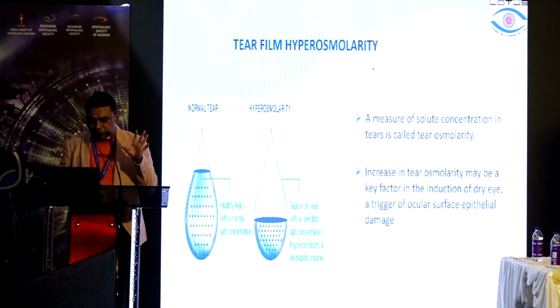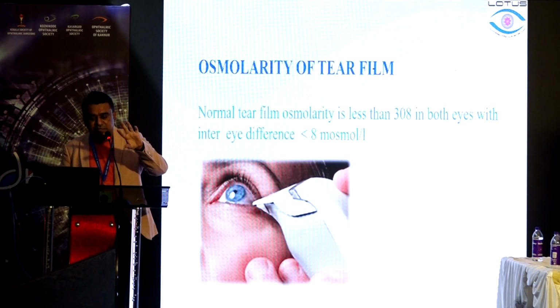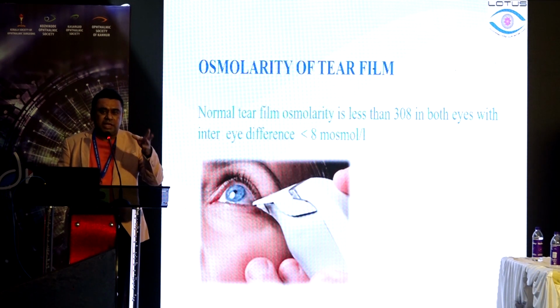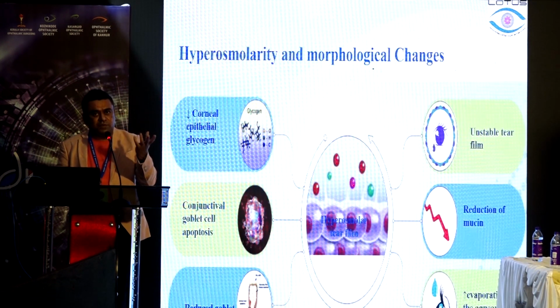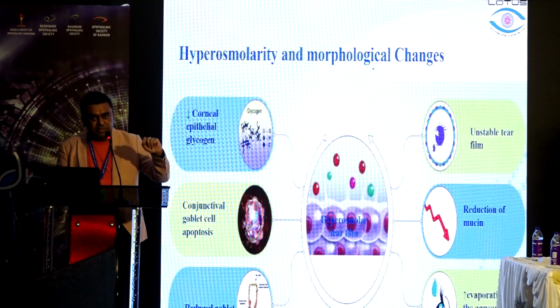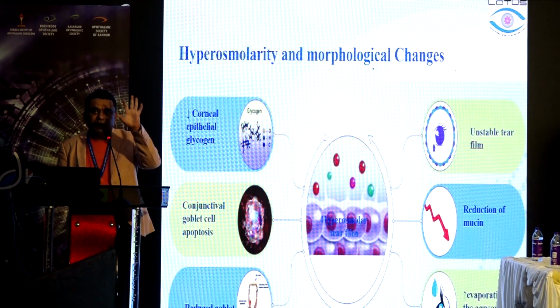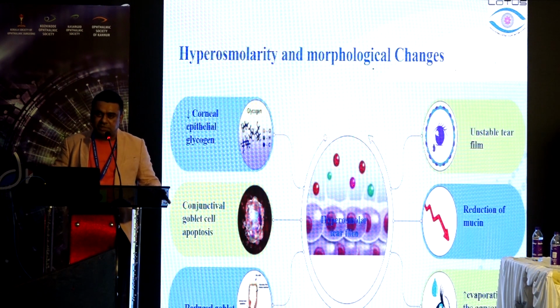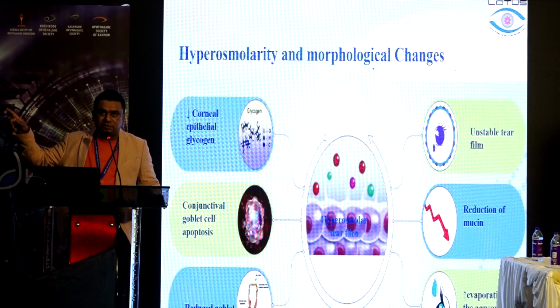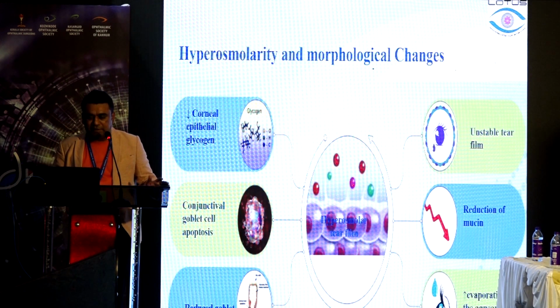Any values changing by more than 308, or a difference of 8 between both eyes, make that tear film hyperosmolar. Any hyperosmolarity of our tear film will bring about 3 changes you need to understand. It brings about a reduction in the epithelial glycogen, and there is goblet cell damage and the goblet cell density reduces. When all these pathological changes happen, it gives us an unstable tear film, there is a reduction in the mucin, and we start getting our tears evaporating.